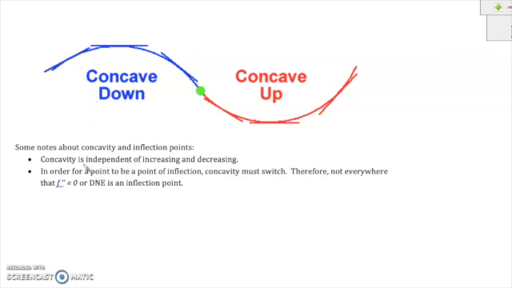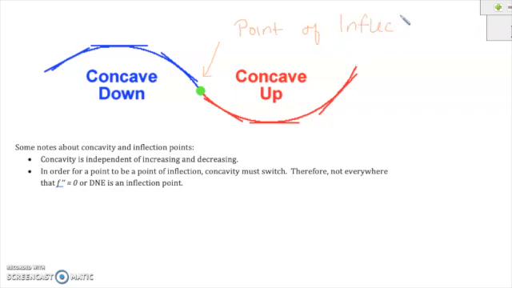So if you look here, this is a much more accurate picture of concave up and concave down. So concavity is completely independent of increasing and decreasing. You could be increasing and concave down. You could be increasing and concave up. It's not like they have to go together or anything. And the point of inflection is the point where concavity changes.